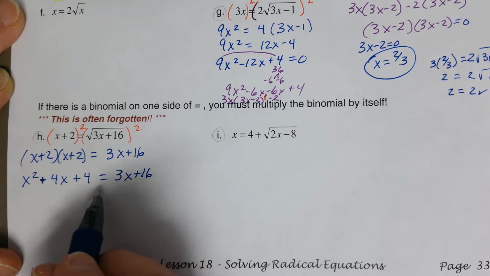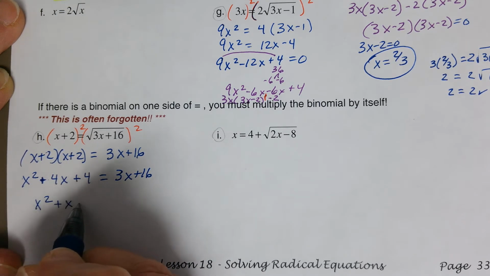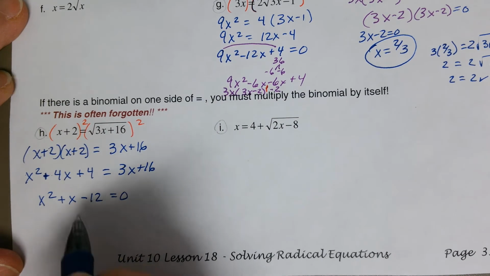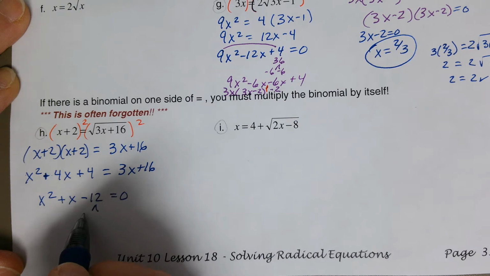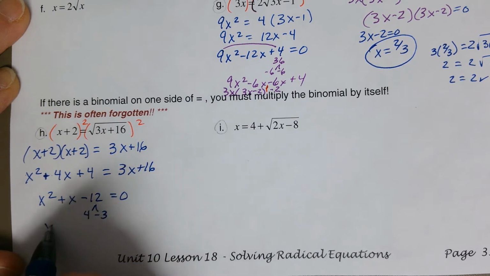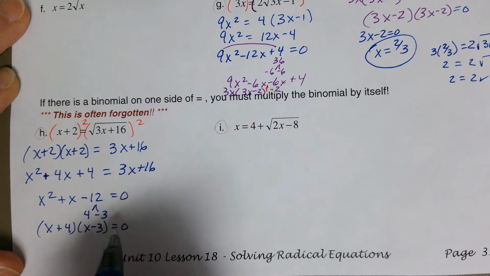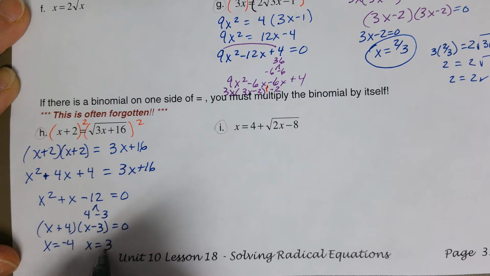Standard form, subtract 3x, subtract 16. And factor. Factors of negative 12 that sum to 1: positive 4 and negative 3. x equals negative 4 and x equals positive 3.